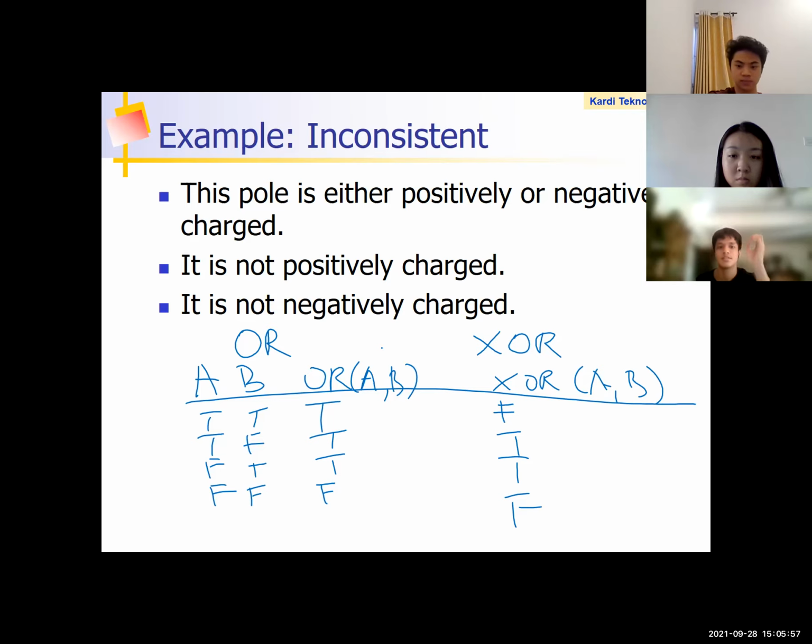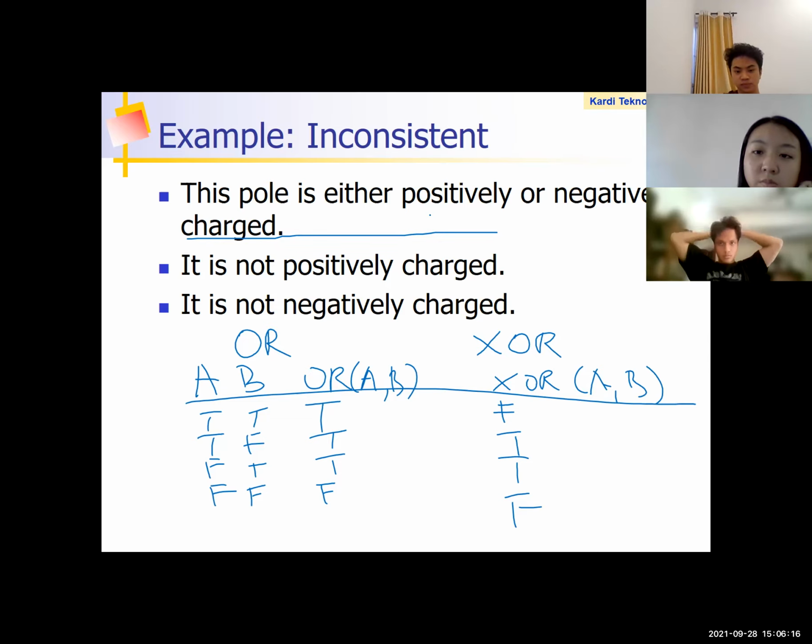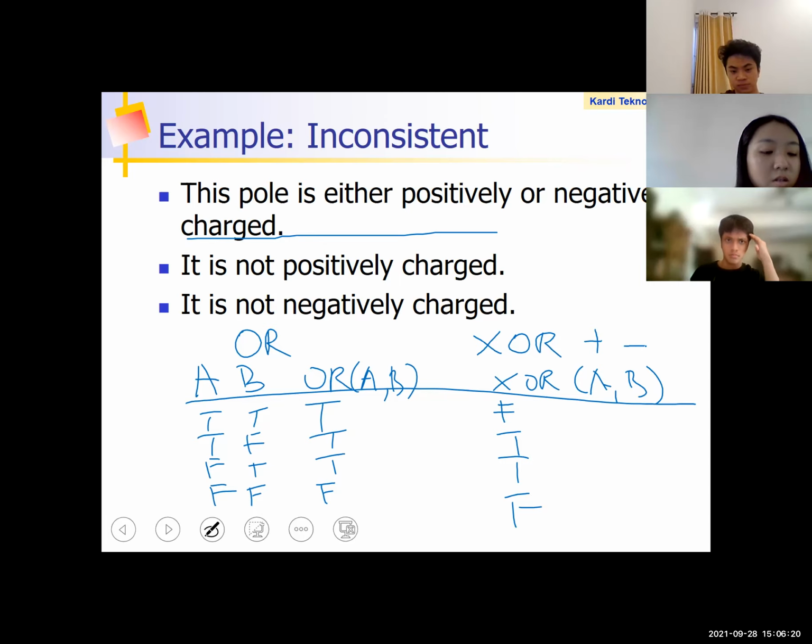Sir, I want to ask about this table. So A and B are the premises? A and B are not the premises. A in here is positively charged. B is negatively charged. It's not the premises. I'm talking about the first sentence. Oh, the possibility?